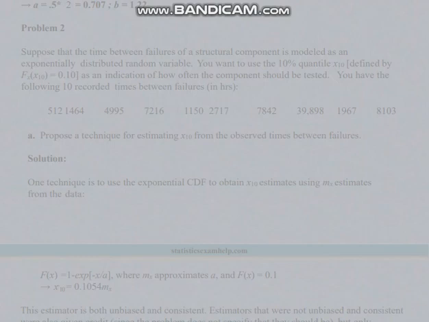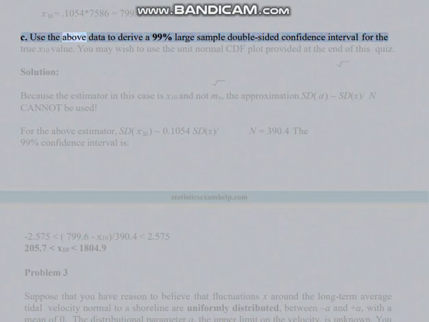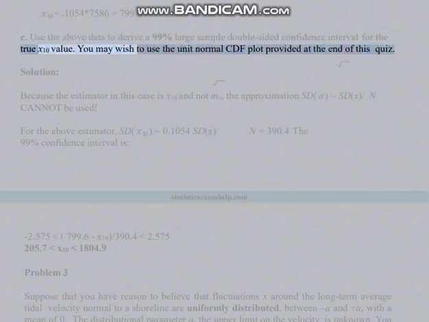B. Compute an x10 estimate from the above data. Solution. x10 equals 0.1054 times 7586 is equal to 799.6. C. Use the above data to derive a 99% large sample double-sided confidence interval for the true x10 value. You may wish to use the unit normal CDF plot provided at the end of this quiz.